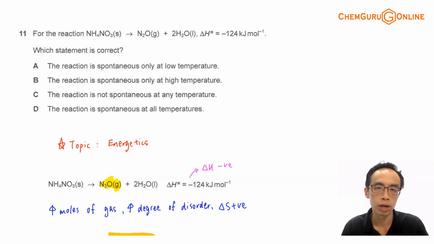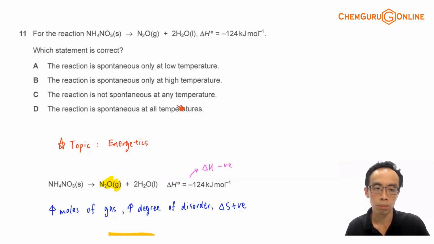Now we want to move on to the second portion involving the suggested solutions for 2022 A-Levels H2 Chemistry Paper 1. So let us take a look at question 11. Now question 11, for the reaction NH4NO3 to give N2O plus 2 H2O, the enthalpy change of the reaction is given as minus 124 kJ per mole. Which of the statements is correct?